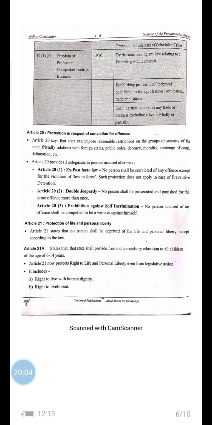Such protection does not apply in the case of preventive detention. If any emergency crisis is created in the state, then we do not get this freedom. Then second is Article 22 subsection 2, which is double jeopardy, meaning no person shall be prosecuted or punished for the same offence more than once.